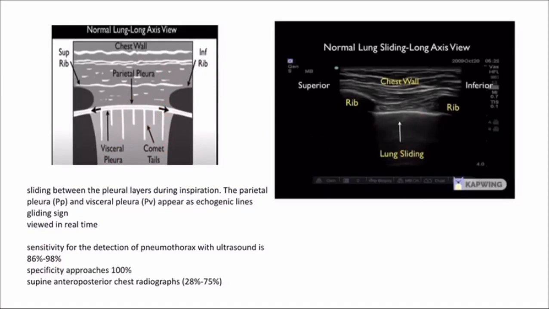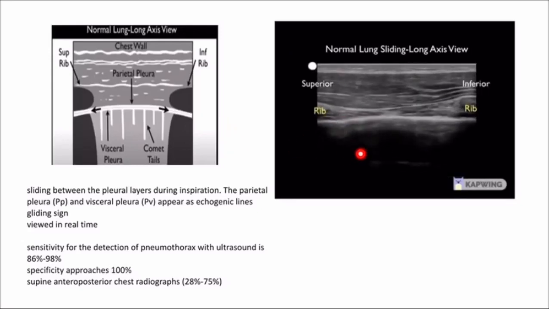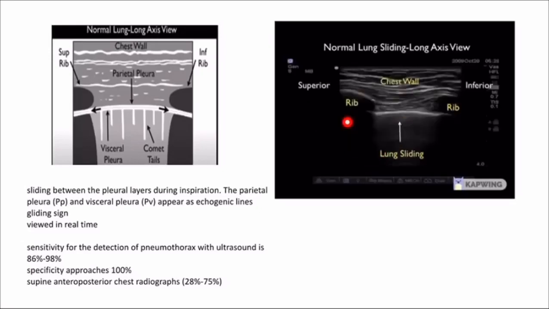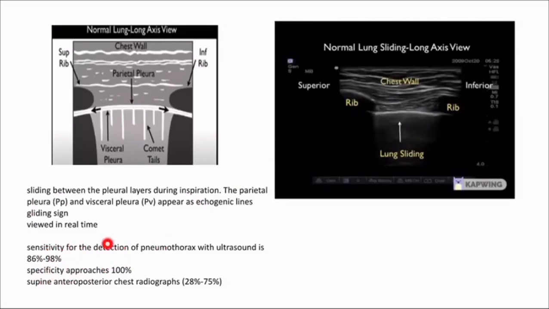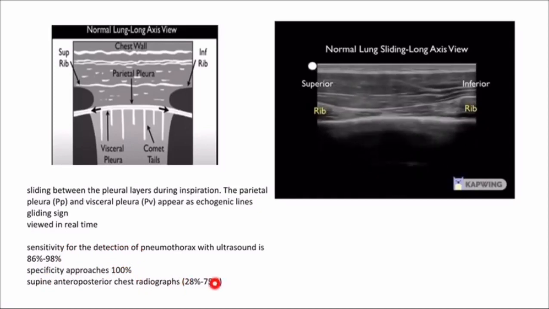So this is the schematic diagram of the normal lung in the long axis view, and this is the actual real-time ultrasound. You notice that the comet tail artifact brought about by the scattering of the sound waves in the normal aerated lung parenchyma can be noted, and the normal sliding pattern of the parietal and visceral pleura noted in a normal lung with no evidence of pneumothorax. The sensitivity and specificity of this procedure is higher in comparison with the chest radiographs, which is only about 28 to 75%.